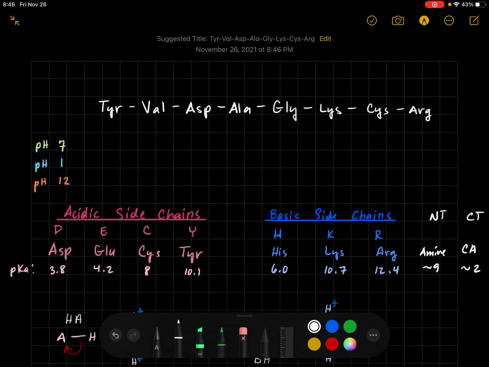The first thing you need to do in determining the approximate charge on a peptide is to identify the amino acids with ionizable side chains, and then to determine if the pH given is greater than or less than the pKa. One mistake that students often make is that they forget to account for the N-terminal and C-terminal ionizable groups. And so one thing you might want to do whenever you first start is to just draw them in.